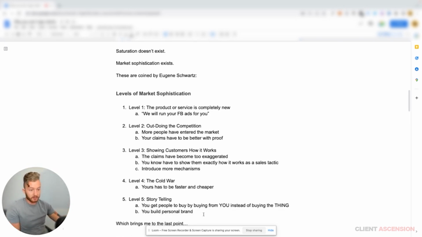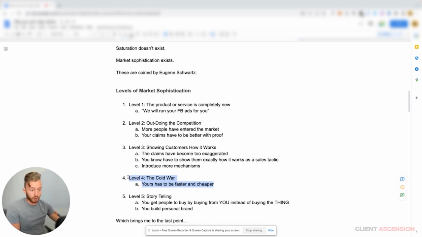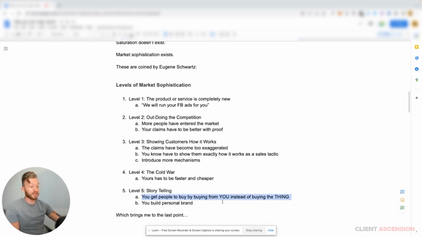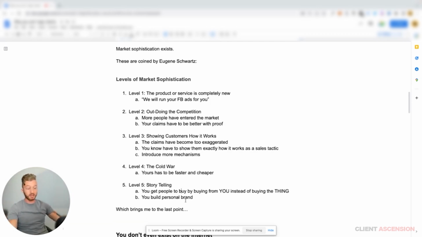Level 5 is storytelling, right? There is no way to win at this now. There are too many people. The war has become too absurd. The only way to win is to get people to buy specifically from you because they like you. That's how it works, right? So you get people to buy by buying from you instead of buying the thing. And you build a personal brand. Now you are building an audience of people who want to purchase from you specifically and not dependent on what your thing is. This is how you hedge against this, right? So what I do is just go straight to the start, just straight build a brand, right? Which brings me to the last point.